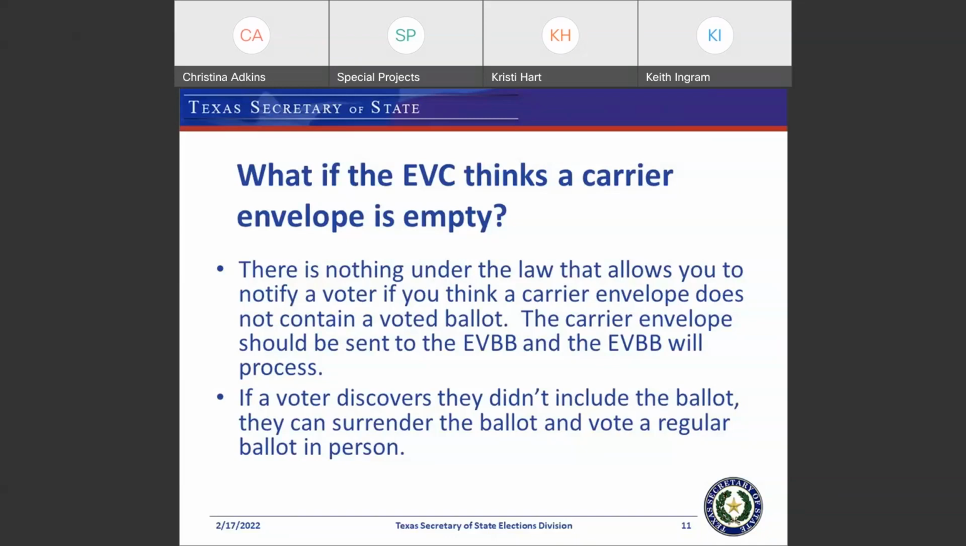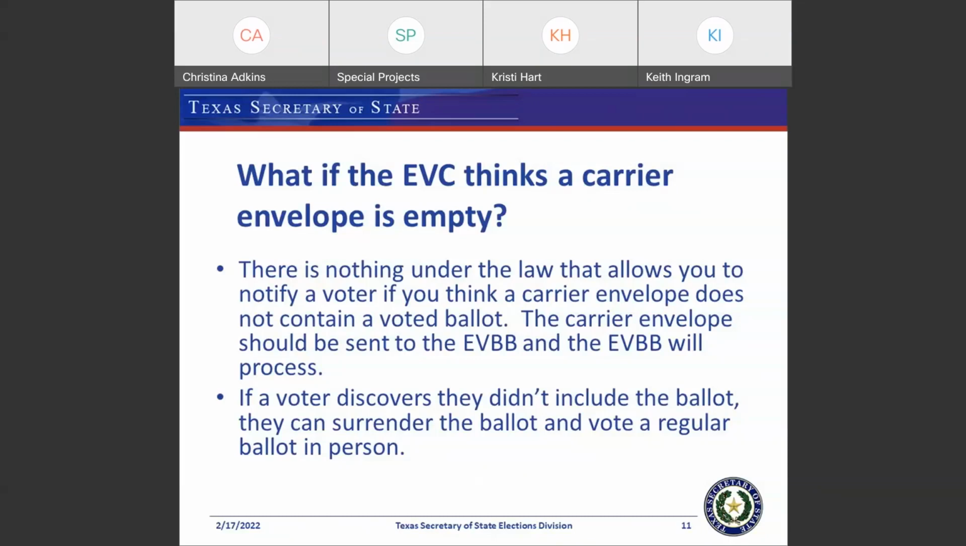If, however, and this is another twist on this scenario, a voter discovers that they didn't include the ballot, maybe they call your office and say, I sent my carrier envelope in, but I forgot to put the ballot inside. What do I do? Because they still have the ballot in their possession, I think it is absolutely proper to instruct that voter that they can surrender the ballot and vote a regular ballot in person. They can use that ballot to surrender and cancel and vote a ballot in person.